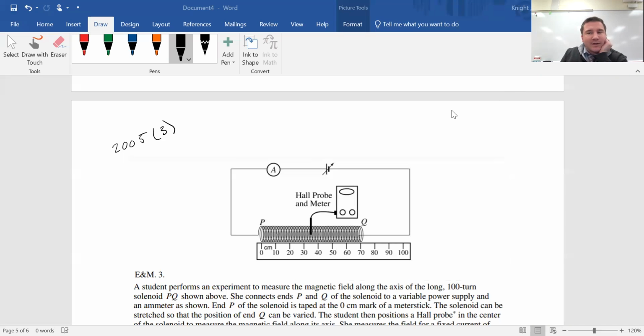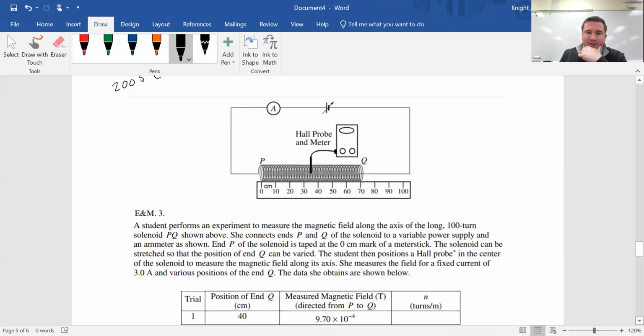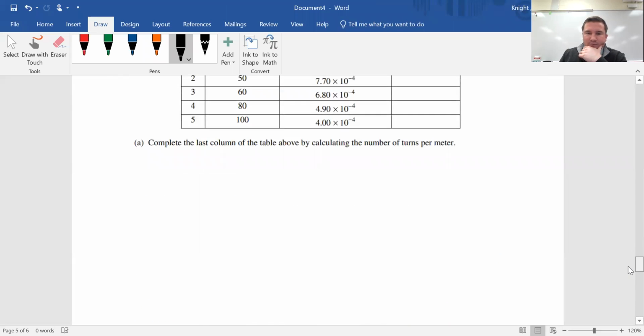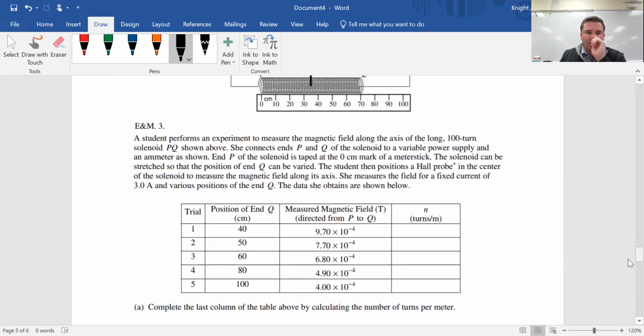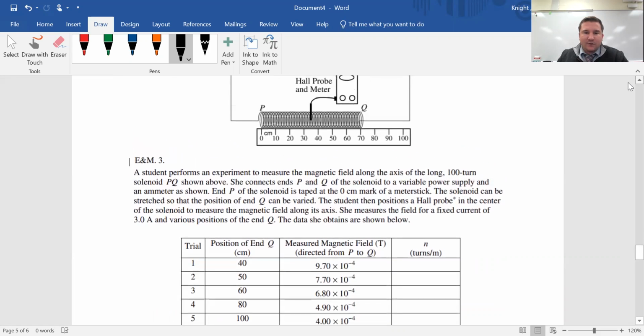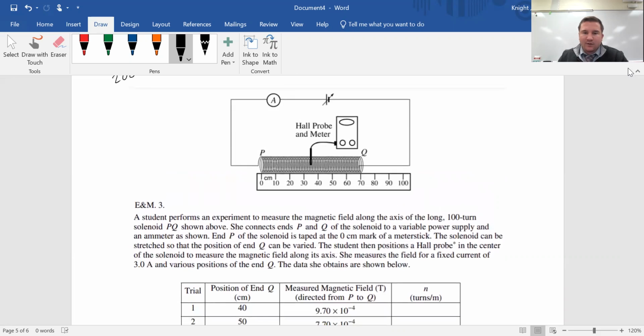All right, this is 2005, number 3. A student performs an experiment to measure the magnetic field along the axis of a long 100-turn solenoid PQ, as shown above. The end P of the solenoid is taped at the 0 centimeter mark, so it can't move. The solenoid can be stretched, so the position of end Q can be varied.